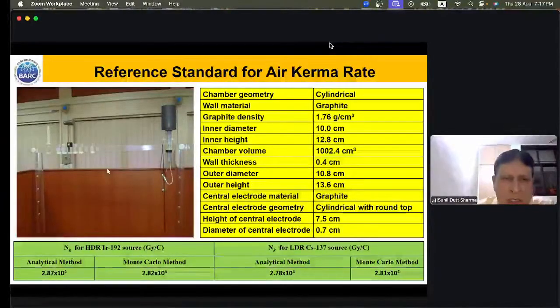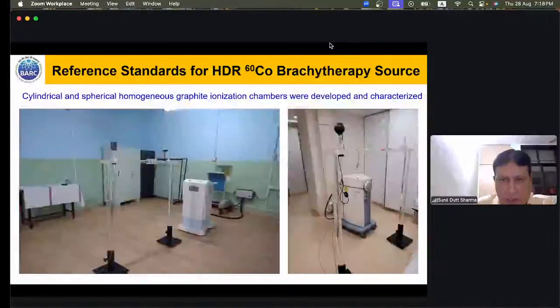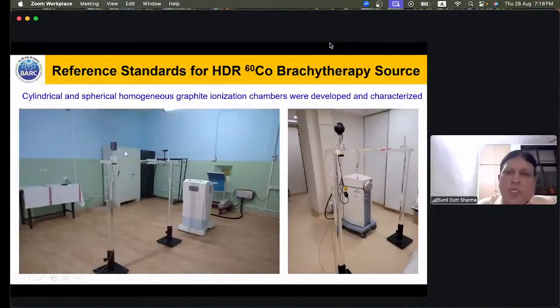And this chamber has been tested against theoretical calculations. Even the calibration coefficient of this chamber in terms of air kerma rate was evaluated using analytical method, and it was found that all the approaches are giving the same value, and the characterization results indicated that this chamber meets the criteria whatever prescribed by IAEA in its report TRS 374 as a reference standard. This is another reference standard, which is once again a cylindrical ionization chamber for cobalt-60 HDR brachytherapy source, and one more in a spherical geometry, once again for HDR brachytherapy source.